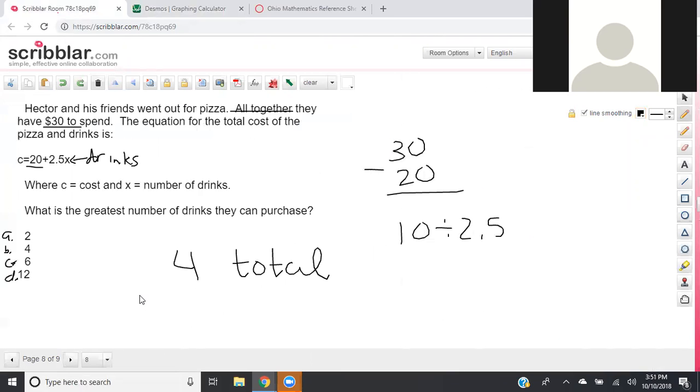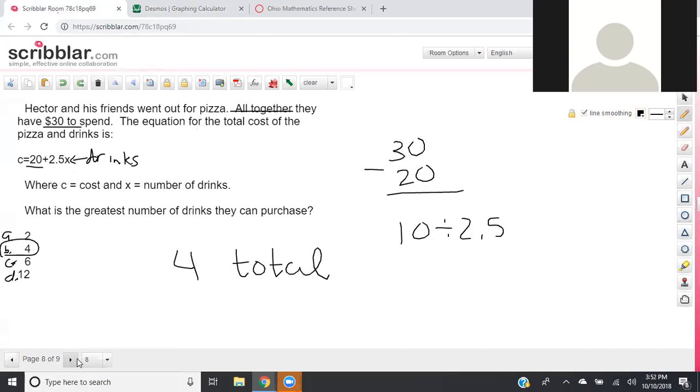So yeah, this particular problem looks like there's a lot going on, but it's actually more straightforward. You could have also tried your answer choices. A lot of the time, if you have an equation, you could say, well, let's try 2 drinks. 2.5 times 2 is 5. 20 plus 5 is 25. Well, I have more money. I can probably buy more drinks. And then just try each answer choice to find the final answer.